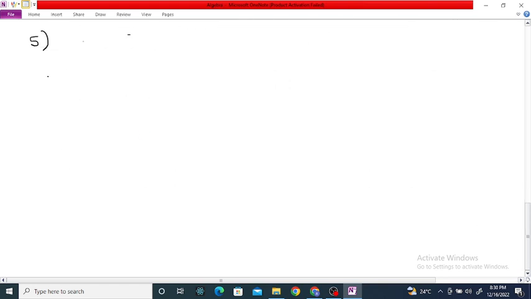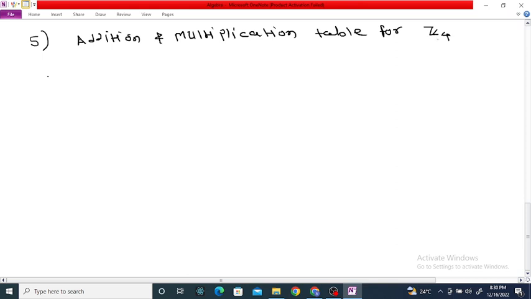Number 5, okay, we want to determine the addition and multiplication table. Find the addition and multiplication table for Z4. So we know that Z4 contains all the equivalence classes modulo 4, so it contains 0 bar, 1 bar, 2 bar, 3 bar.